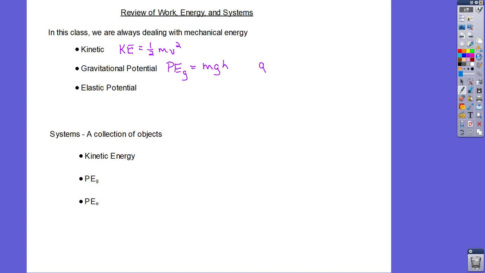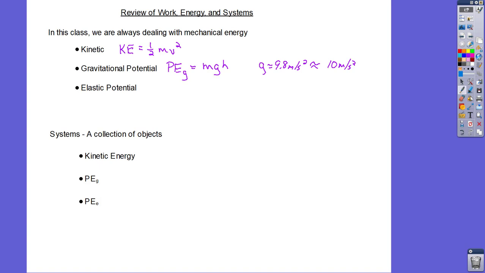Remember that the value for little g is equal to 9.8 meters per second squared. That can be approximated to 10 meters per second squared for doing easy calculations. If you're doing a calculation on the AP test, you can use 10, and that's perfectly acceptable. It just makes your life easier. You can do that.